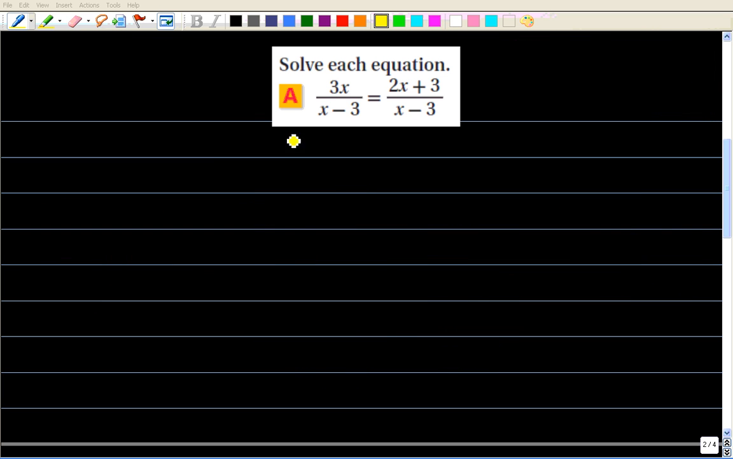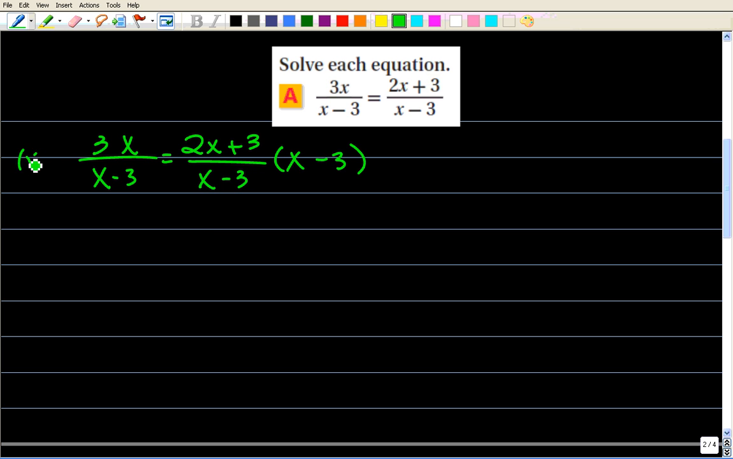Okay, so let's look at another example. We're going to still be solving. And here we've got 3 over x minus 3 equals 2 over x plus 3 over x minus 3. So if I'm wanting to get rid of the x minus 3, you could think of this in two ways. You could either cross multiply, or you could multiply both sides by the x minus 3. In the end, you'd still be doing the same thing. So if I multiply each side by x minus 3, those two things would go away.